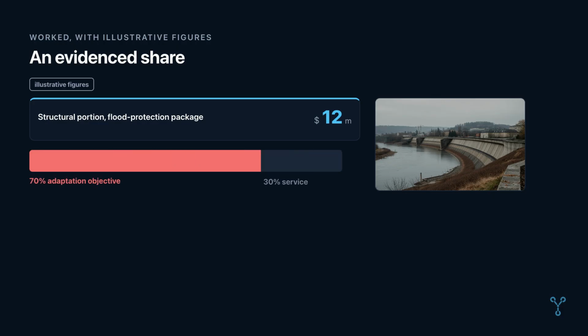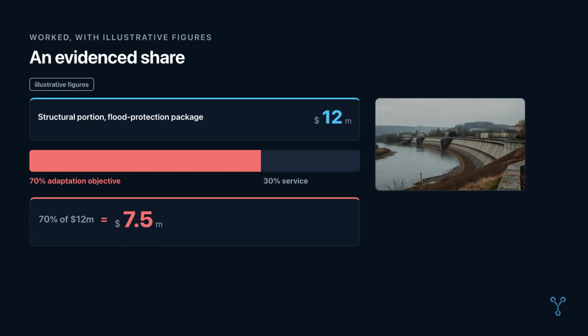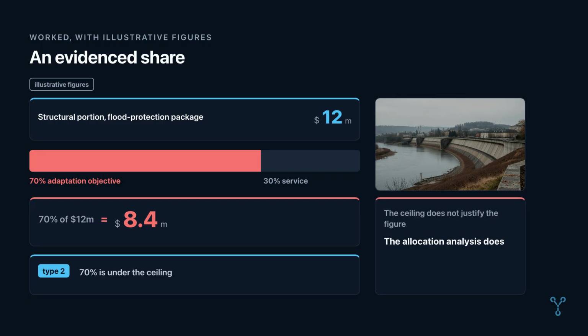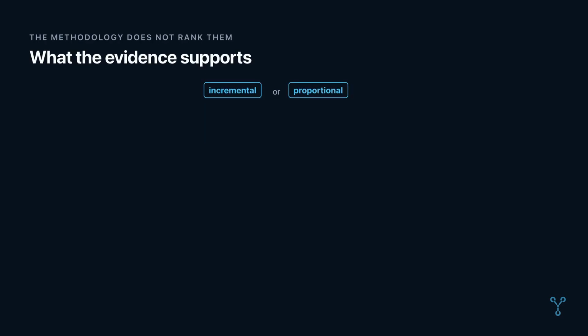Worked through illustratively. Suppose the structural portion of a flood protection package is financed at $12 million, and an engineering and benefit allocation analysis supports attributing 70% to the adaptation objective and 30% to non-climate service improvements. 70% of $12 million is $8.4 million. Because the activity is Type 2, the result must be under 100%, and 70% satisfies that. But the ceiling is not what justifies the figure. The allocation analysis is.